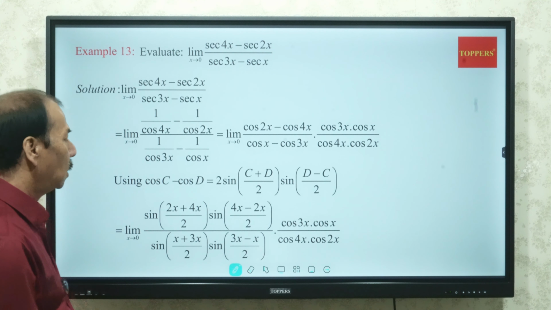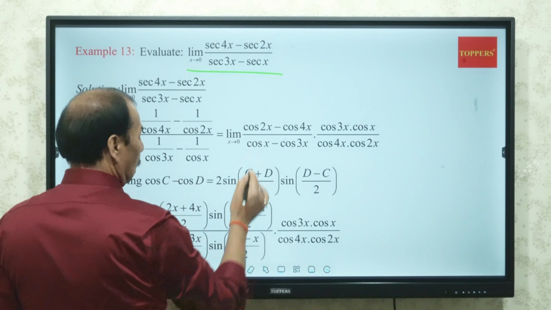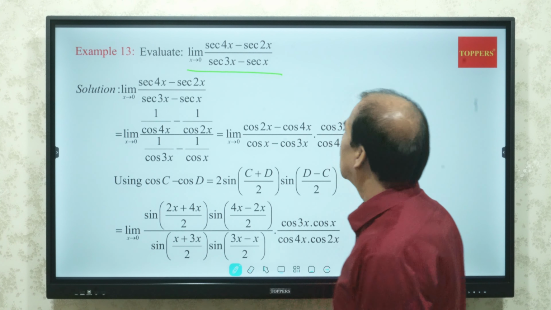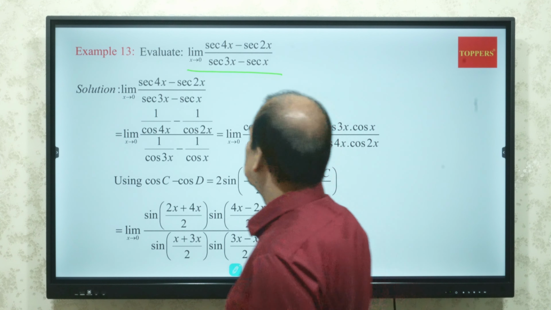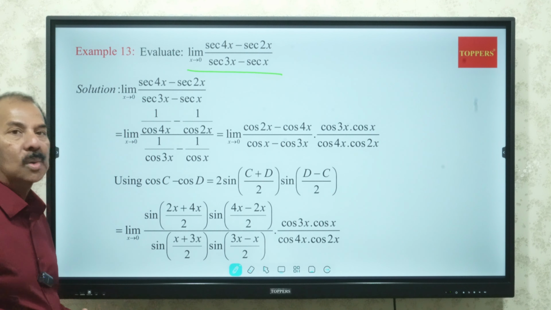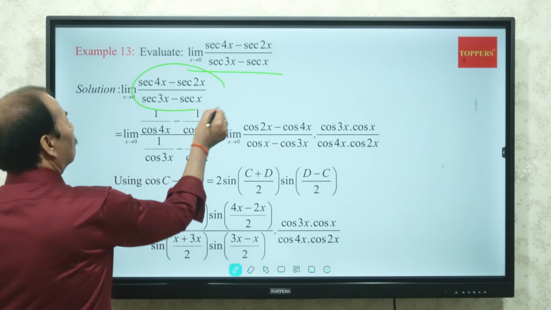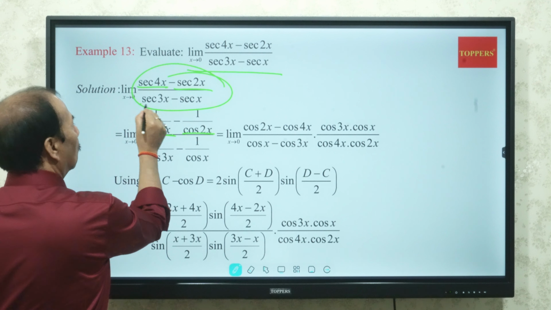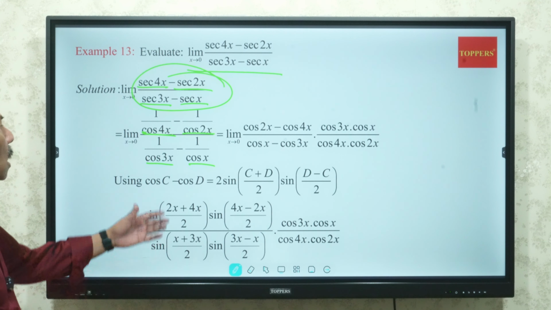Now let us see this question. Here this is the limit of sec 4x minus sec 2x divided by sec 3x minus sec x when x tends to 0. So again we will change it into cos, as far as the cos function is concerned. So sec 4x is 1 upon cos 4x, sec 2x is 1 upon cos 2x, sec 3x is 1 upon cos 3x, and sec x is 1 upon cos x.